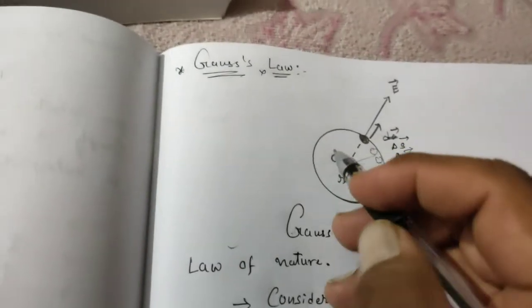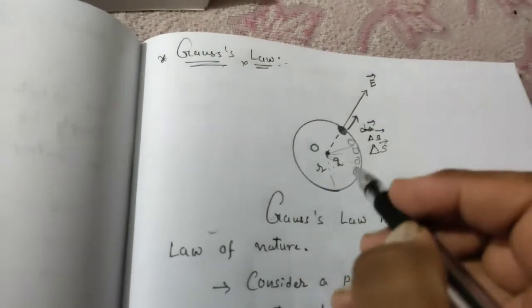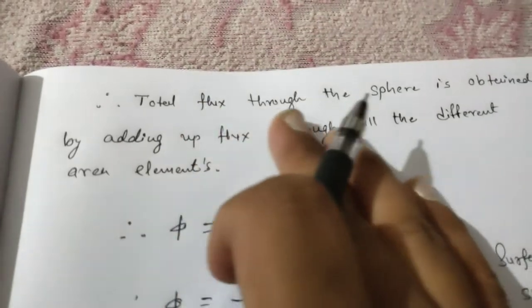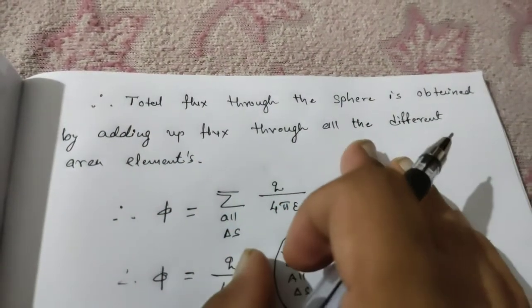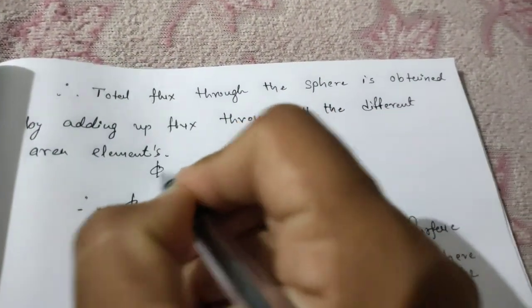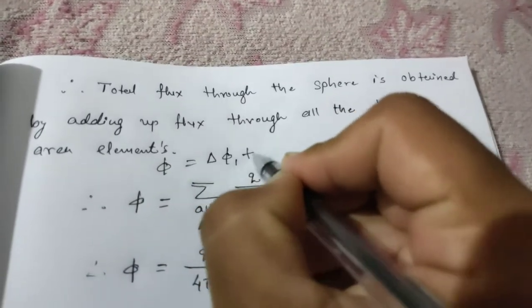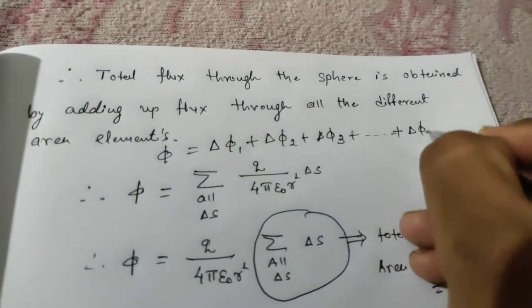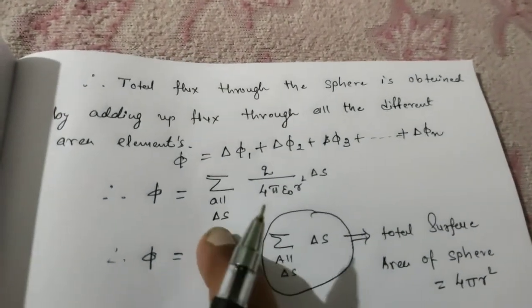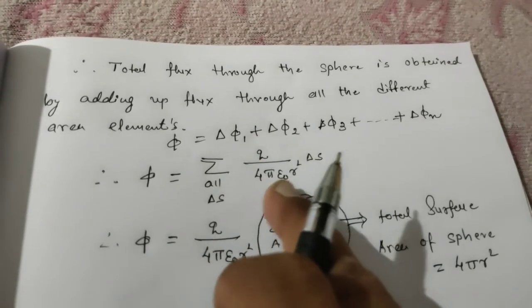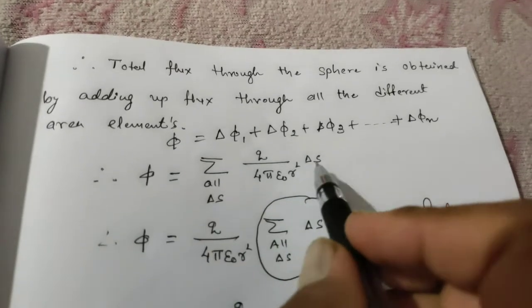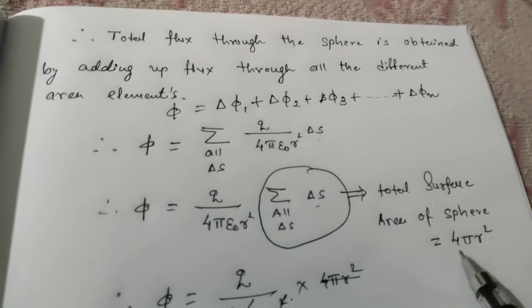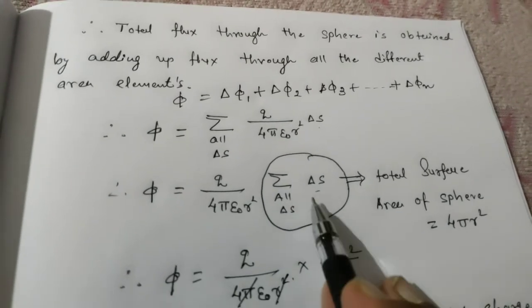Now we would like to find the total flux associated with the surface area. So how to find the net electric flux? Let's see. The total flux through the surface is obtained by adding up the flux through all the different elements. Means phi equals delta phi 1 plus delta phi 2 plus delta phi 3 and so on up to the nth small element. So by summation over all surface area, we have the equation q upon 4 pi epsilon naught into r square into delta s. We are putting this since we are going to add all the surface area of the sphere. The total surface area of the sphere, as you know, is 4 pi r square, so we put that value over here.